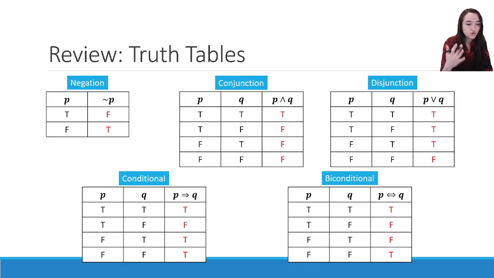So as a quick review, here are the 5 truth tables, the 5 different connectives we've learned about. The negation, which flips all of our truth values. The conjunction, our and statements, which are only true if both are true. The disjunction, our or statements, which are only false if both are false. The conditional, our if-then statements, which are only false if they start true and end false. And the biconditional, our if and only if statements, which are true if the incoming values match.